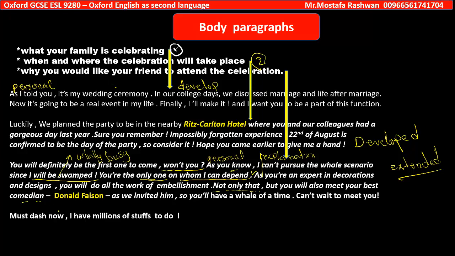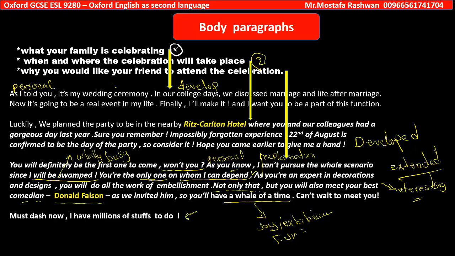So when I tell him that his favorite comedian is there, surely he will decide to attend. And this is writing about something interesting to my friend, because writing about what he is interested in makes the letter interesting. As we invited him, so you will have a whale of a time. This is another idiom that means you will have great joy and great exhilaration. Have a fun time. Can't wait to meet you.